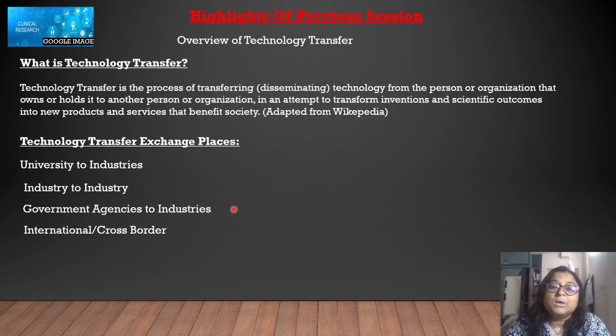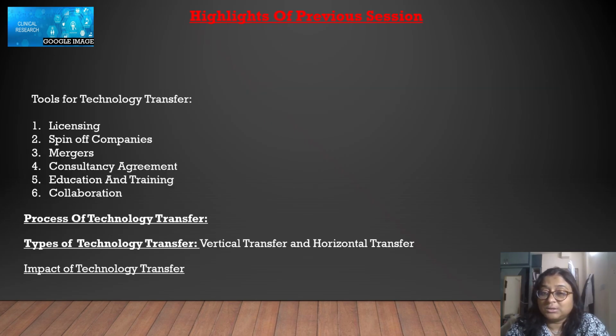Now, we have seen where technology transfer takes place: university to industry, industry to industry, government agency to industry, and international or cross-border. Then we saw the tools for technology transfer. By tools, I mean the ways in which technology can be transferred. There are many ways: first licensing, second spin-off companies, merging, consultancy agreement, education and training, and collaboration.